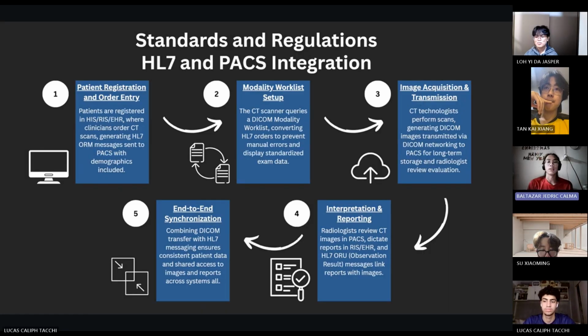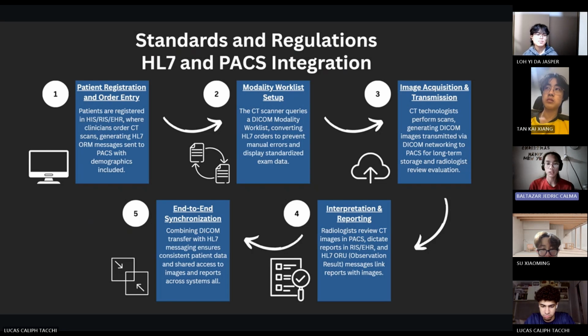Next, HL7 and PACS integration enables smooth data flow between clinical systems. The process starts when a patient is registered in the HIS, RIS, or EHR and a CT scan is ordered. This order is sent as an HL7 ORM message to PACS. The CT scanner retrieves exam details from the DICOM modality worklist, reducing manual entry errors.